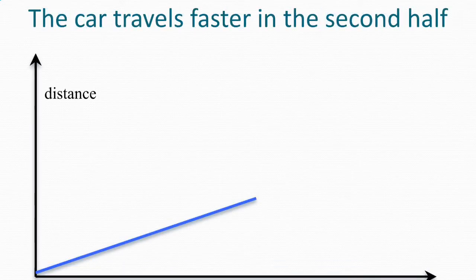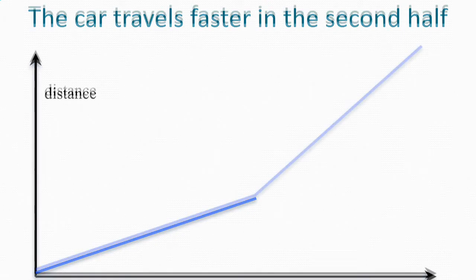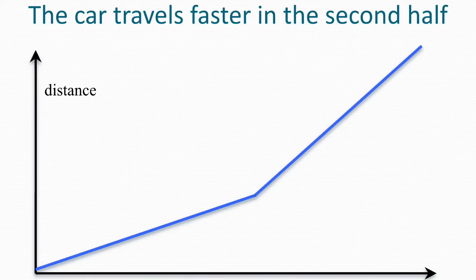I'd now like you to sketch the second half of this graph, showing the car travelling at a faster speed than it was for the first half of the graph. And here you've got a steeper gradient for the second half of the graph, showing a faster speed.